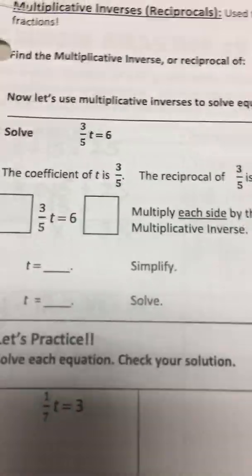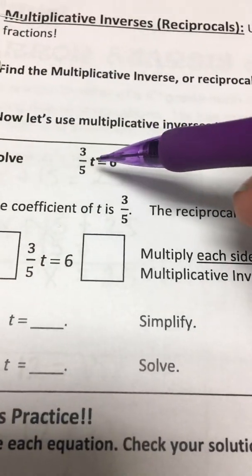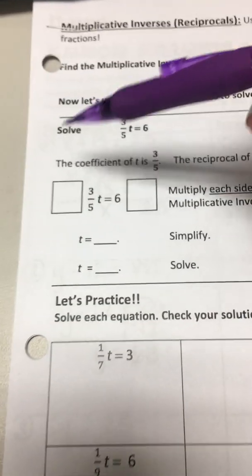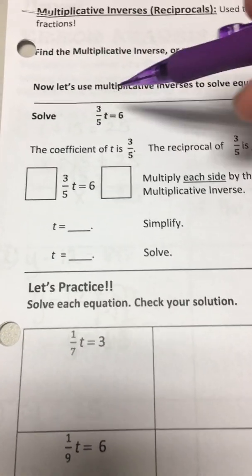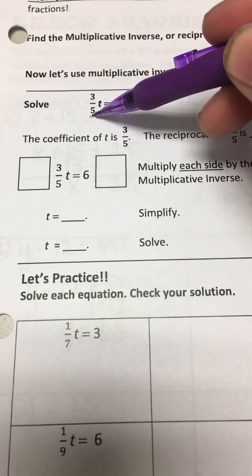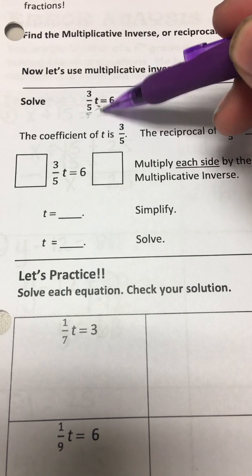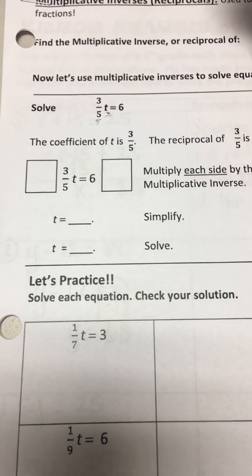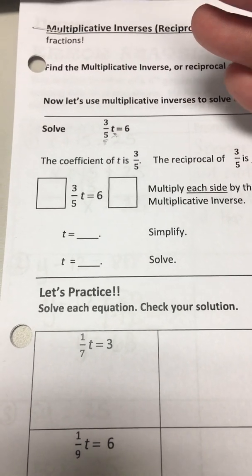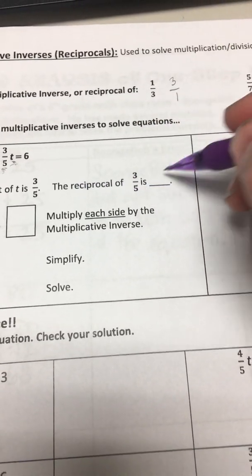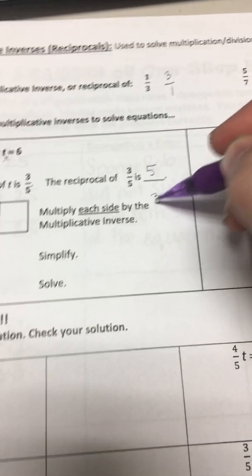So what we have is this next left section of the paper. We have 3/5 times t equals 6. So it's already telling you the coefficient of t is 3/5, because remember, if I have a coefficient next to a variable, side by side, that means to multiply. But before we multiply or divide anything, we've got to understand how to set this problem up. So the reciprocal of 3/5 should be 5/3.